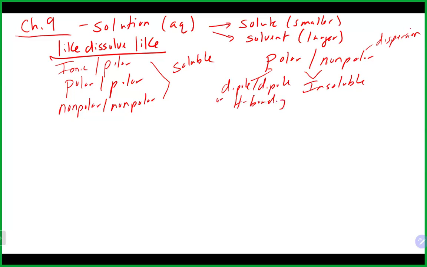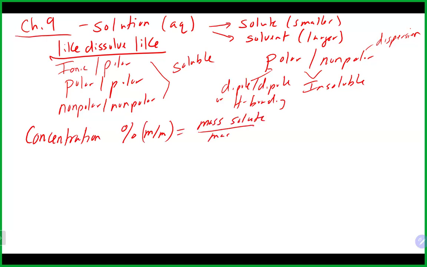We also talked about in this chapter some concentration units. We talked about percent mass to mass, which is the mass of a solute divided by the mass of the solution times 100%. Remember, on this one, we do want to be careful with the bottom part of it because very commonly in these types of problems, the solvent and solute are given to you separately. So you often need to add those together to get the mass of the solution so that you're not just using the mass of the solvent.